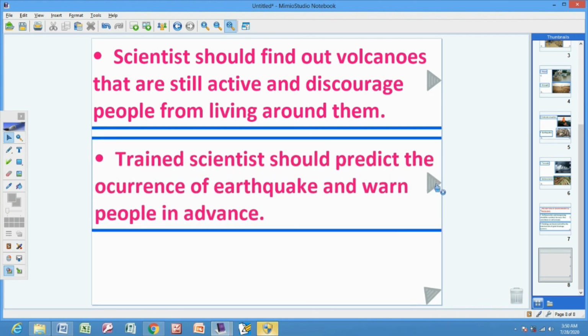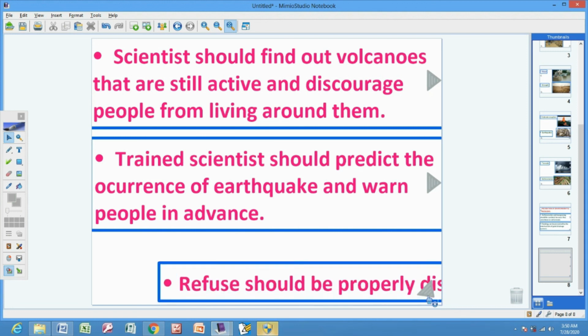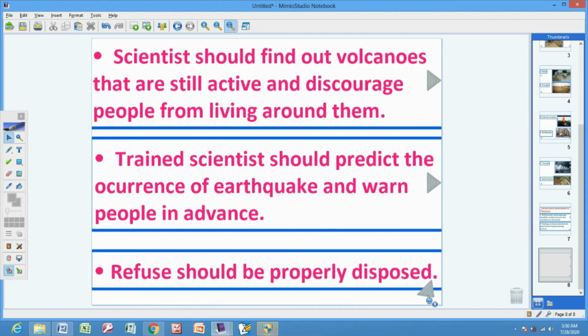The next one here is trained scientists should predict the occurrence of earthquake and warn people in advance so as to save people's life. And the last here is refuse should be properly what? Disposed. Refuse should be properly disposed, because pollution on its own is one of the environmental what? Problems. So all these are ways we can prevent environmental problems.